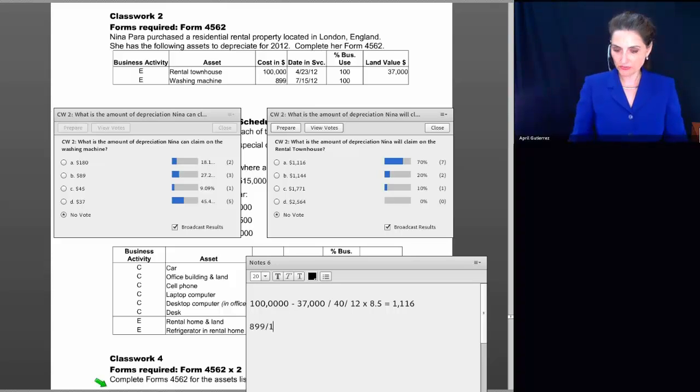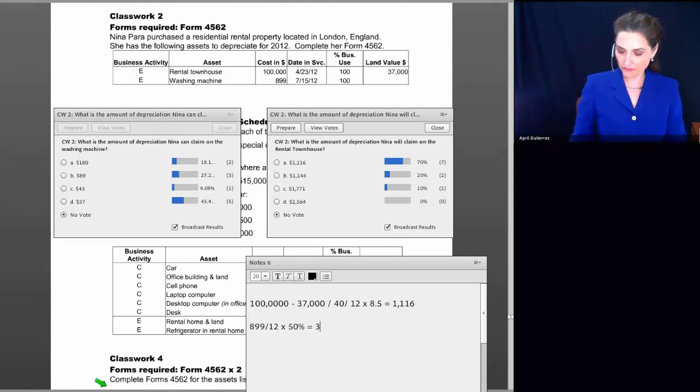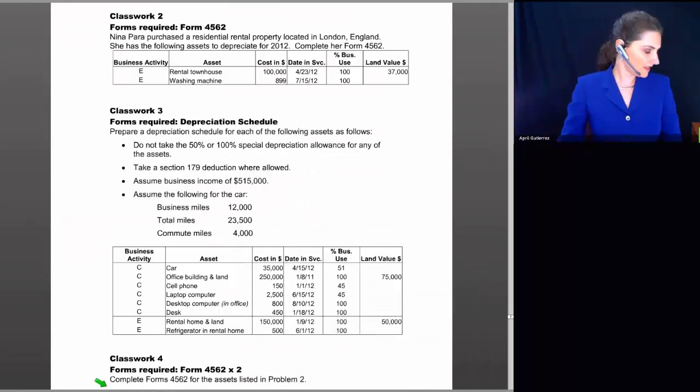It's going to be divided by 12 years, which is then going to be multiplied by 50%. So that's actually the easier of the two, as long as you remember that it's 12-year property. And so the correct answer that you get from that formula is $37. So moving back in our manual to where we left off.